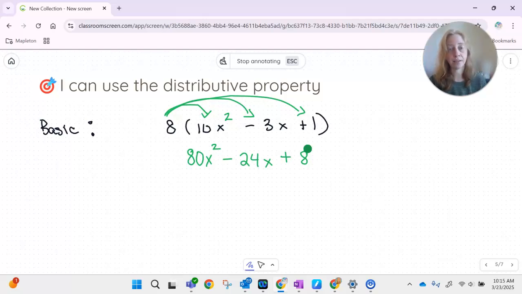Make sure to pause and write down this example. If you'd like to pause this and go do the practice for this section, you can do that and then come back.